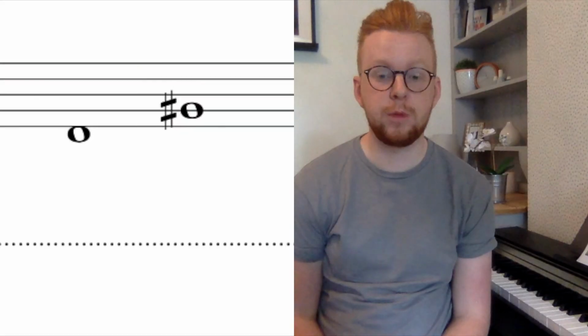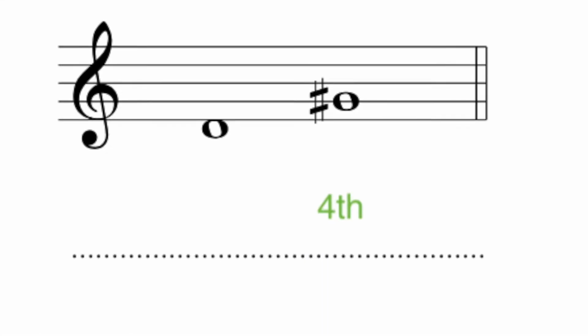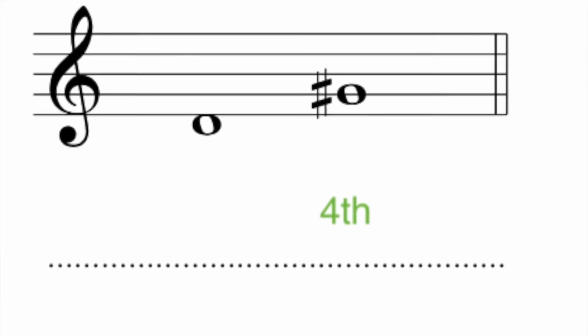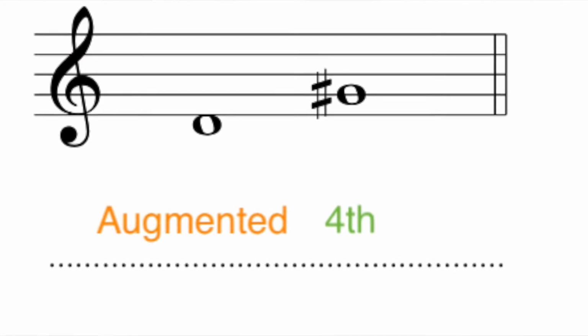Okay, so let's have a look at this example, and this one is from a grade 5 paper. So we've got a D to a G sharp. We count up D, E, F, G. We know it's a fourth. Now usually we'd have a perfect fourth in D major, D, E, F sharp, G. We don't usually have G sharp in D major. The G sharp has made that interval bigger by a semitone. So we know that that is an augmented fourth.